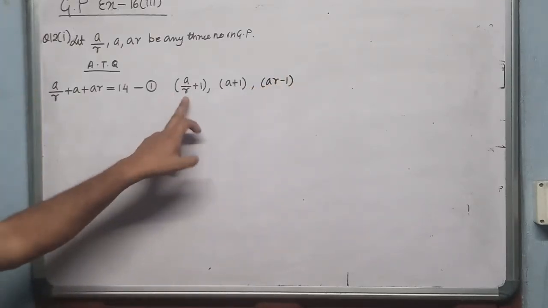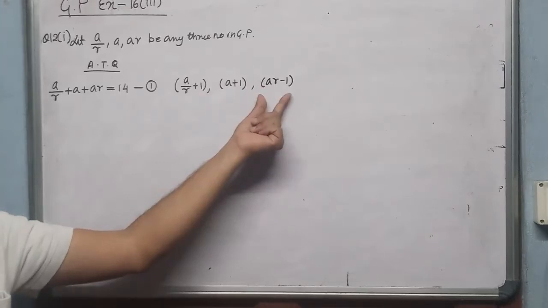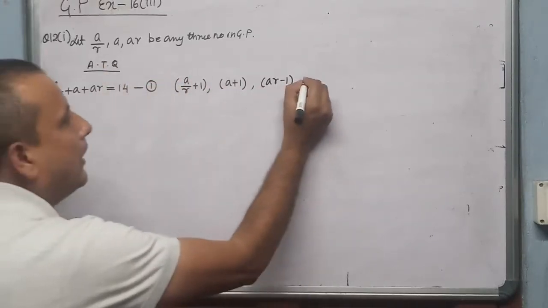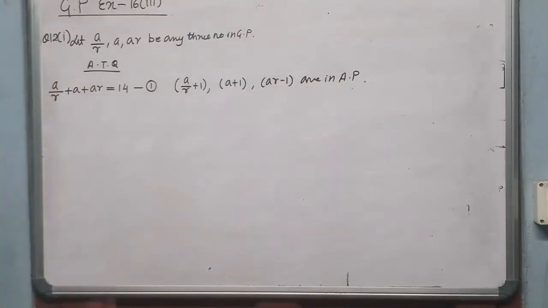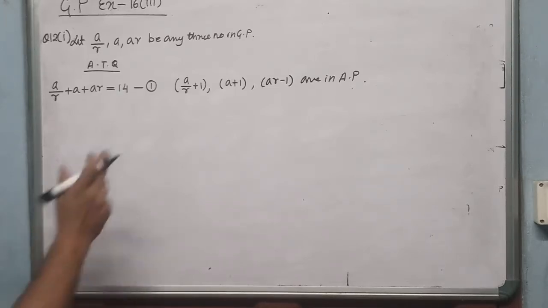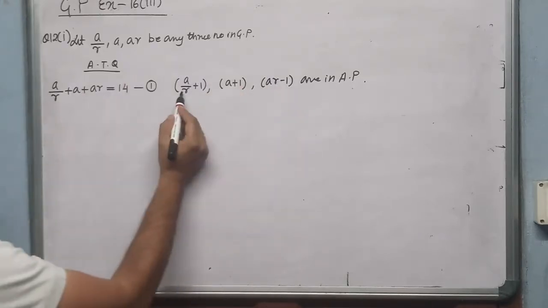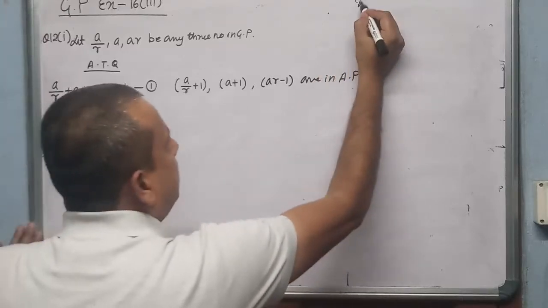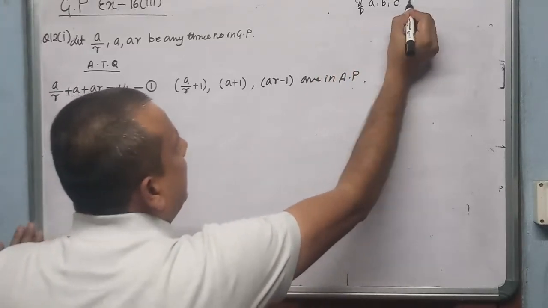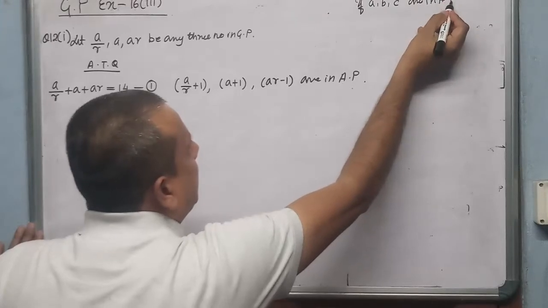It's a new series. The first two terms are increased by 1 and the third term is decreased by 1. The resulting new series is in AP. Find the GP series, find the numbers that you have to calculate. Now from this relation, these three quantities are in AP. It's a condition we already discussed in the chapter AP: if A, B, C are in AP, then what will be the condition?